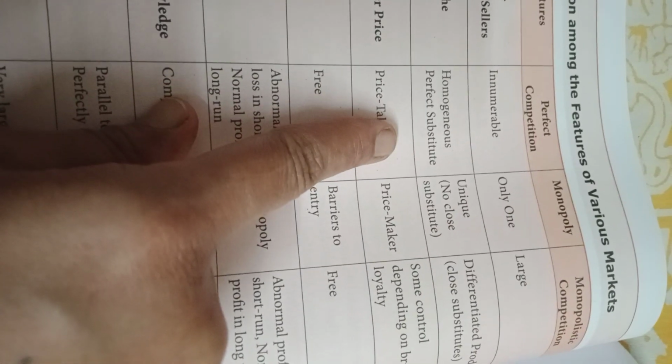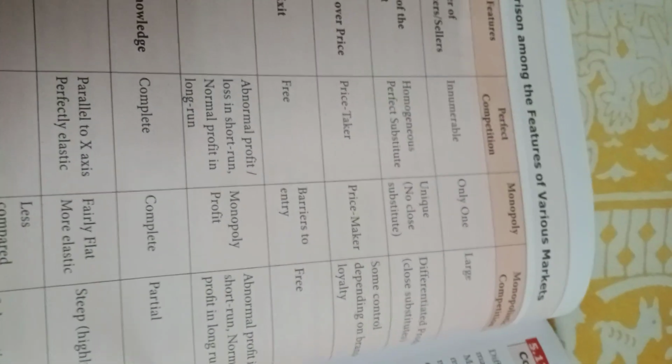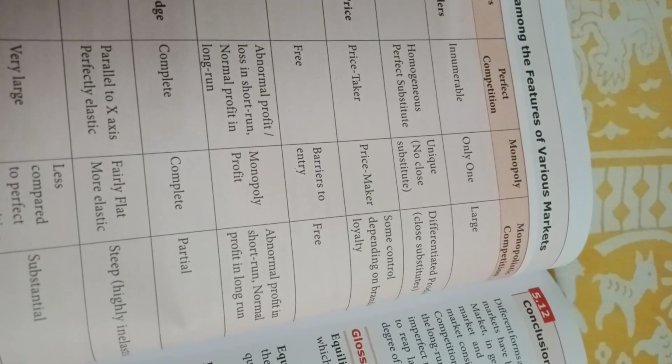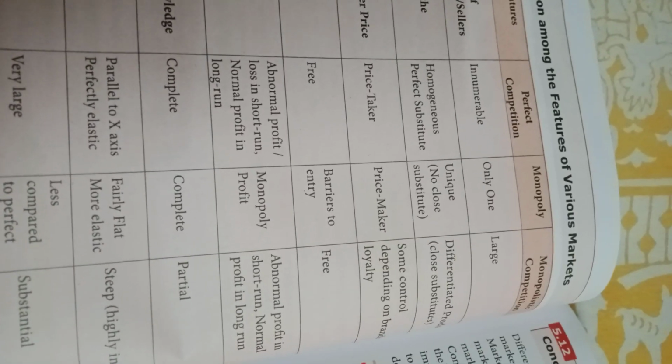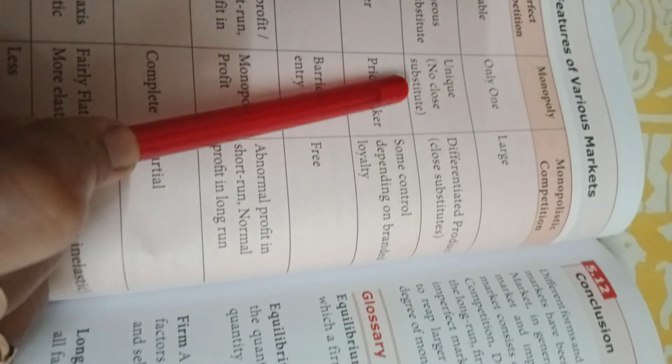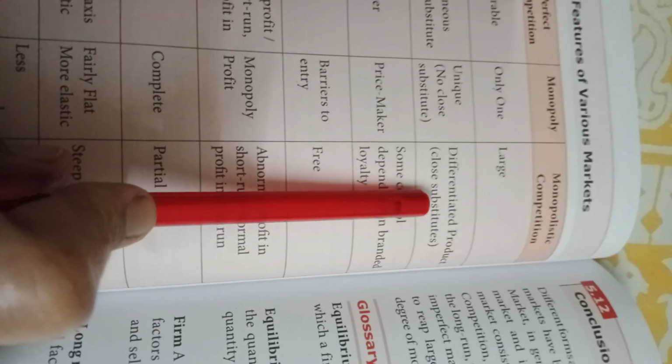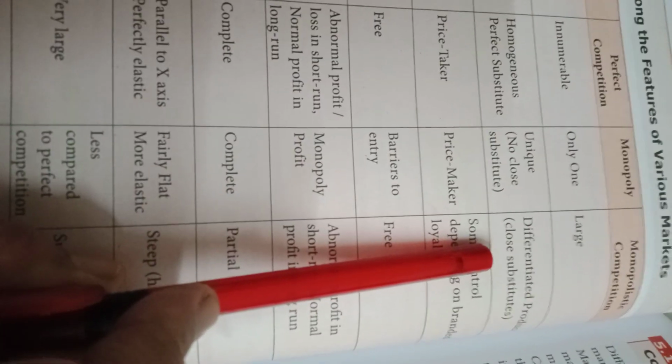The number of producers in perfect competition will be innumerable. In monopoly, there is only one producer. Whereas in monopolistic competition, there are more producers. When you see the nature of product, in perfect competition, they sell homogeneous products. That is, each product is a substitute for itself. Next, in a monopoly, the product is unique, there is no close substitute. Whereas in monopolistic competition, they sell differentiated products. Each product is a substitute for the next product.